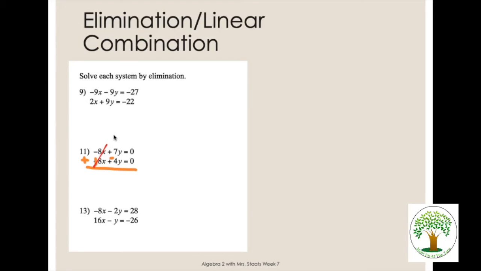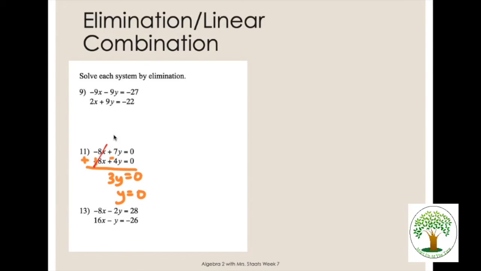So then, I'm going to add those y's. What do you get? 3. I got 3y equals 0. So y equals how much? 0. Okay. Are we finished?